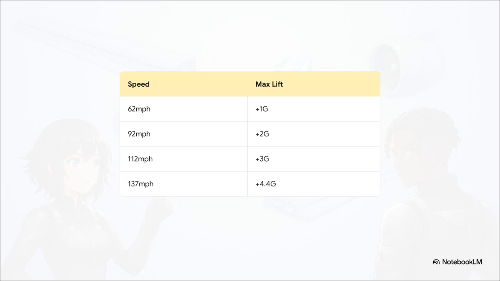Because aerodynamic forces increase exponentially, specifically with the square of your airspeed, by the time you jump to 92 miles per hour, the aircraft can suddenly pull 2 Gs before stalling. At 112 miles per hour, you're hitting 3 Gs. And by the time you reach 137 miles per hour, pulling abruptly into a stall is going to generate a massive 4.4 Gs, hitting our example limit load. It's crazy how fast those destructive forces build up when you just add a little more throttle.